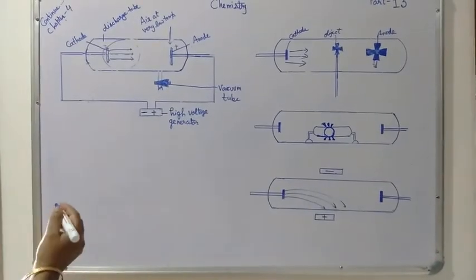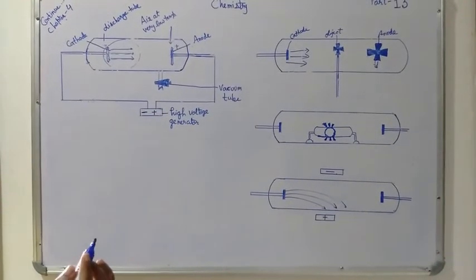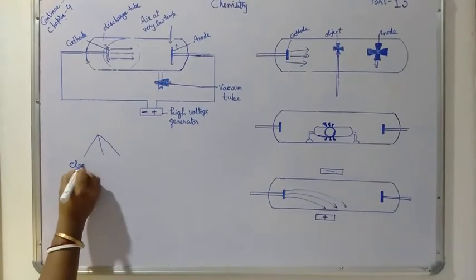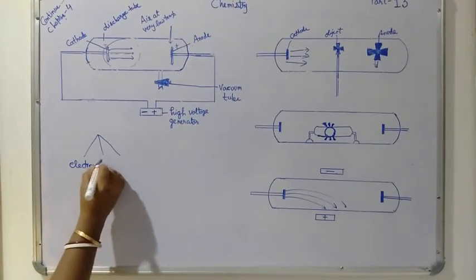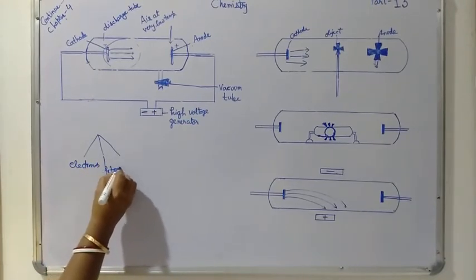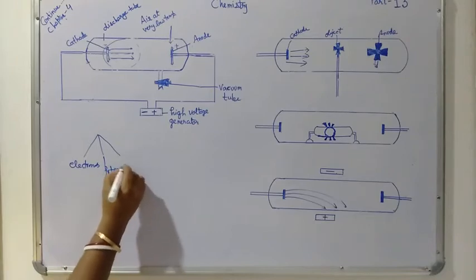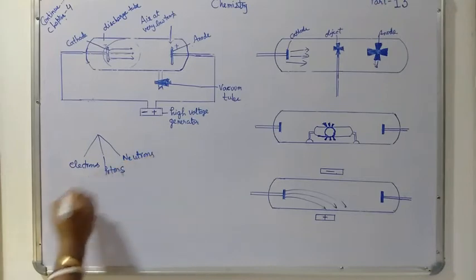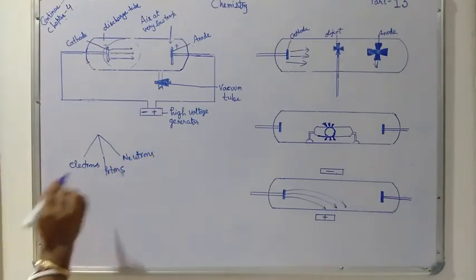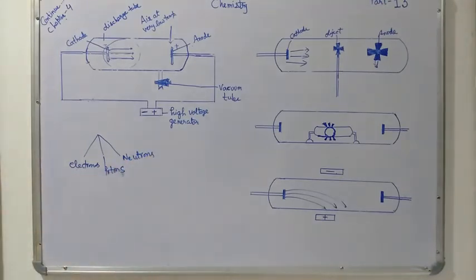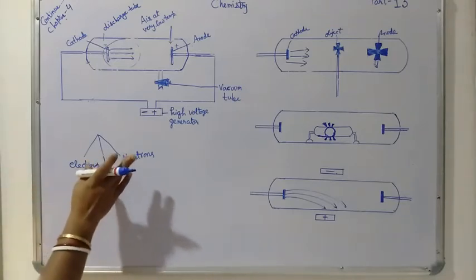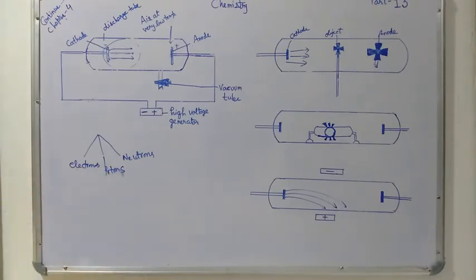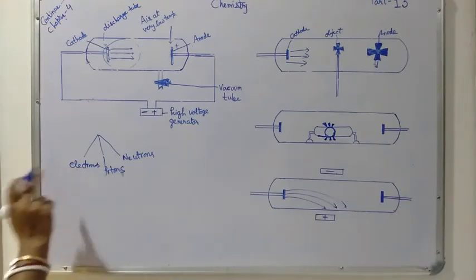In 1878, in my previous video I told you that atoms can be divided into three parts: electrons, protons and neutrons. These are called the subatomic particles or fundamental particles. Now one by one you have to see how these three subatomic particles were discovered. First I will explain about the electrons.